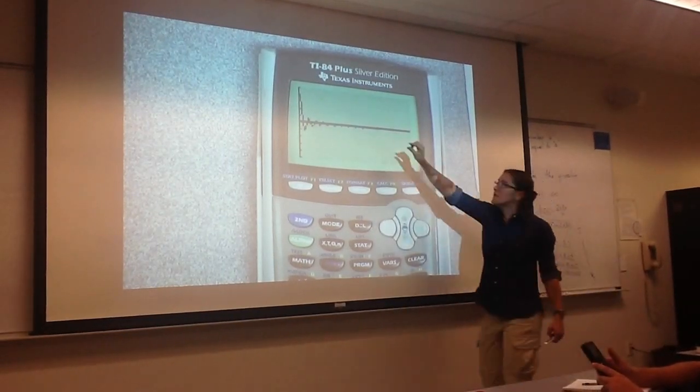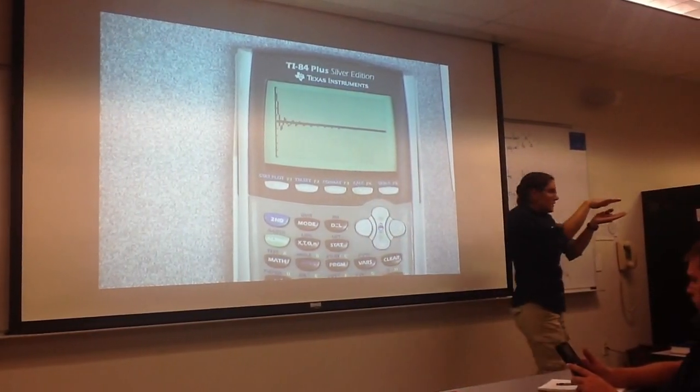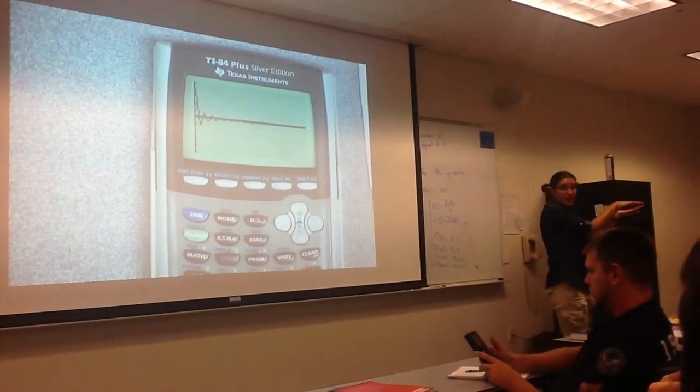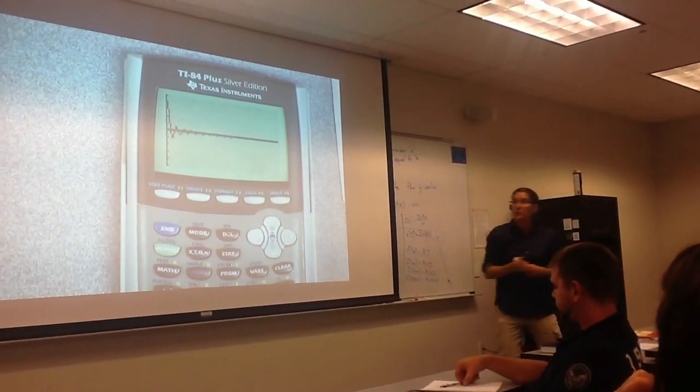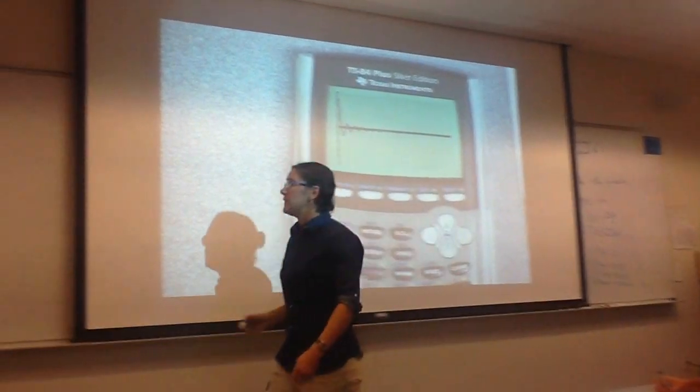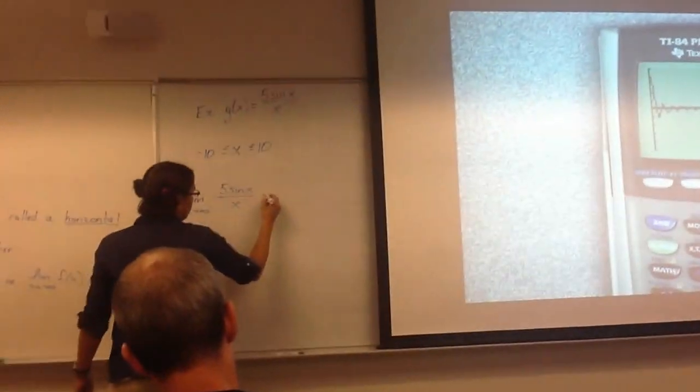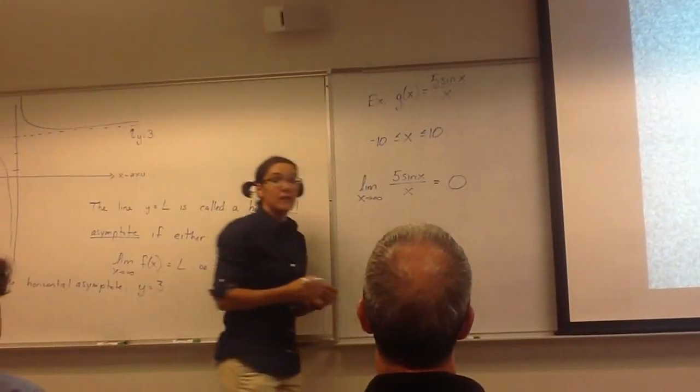Because our function is approaching our x-axis, approaching a y value of 0, as x gets really big, we say that the limit as x approaches infinity of 5 times the sine of x over x is equal to 0.